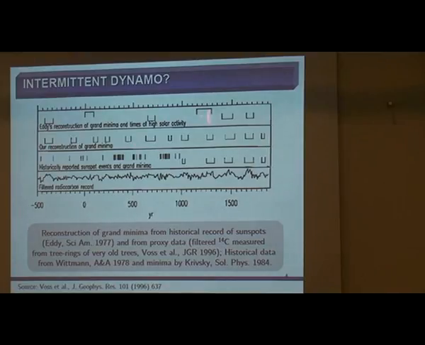There are several minima identified by Eddy and others. No, this is not Eddy, this is Voss 96. Number of minima. So it gives you an idea that it's a repeating event. From time to time, you have these minima, and then you have bursts. So that's the intermittency we're looking at.